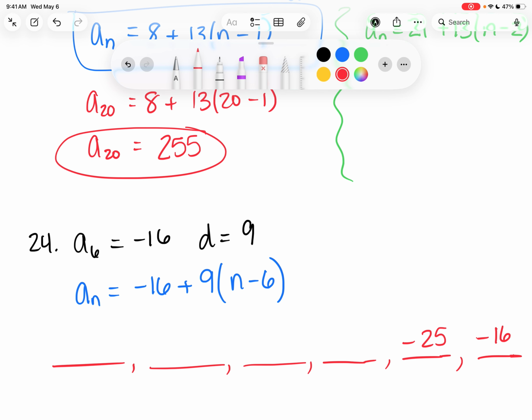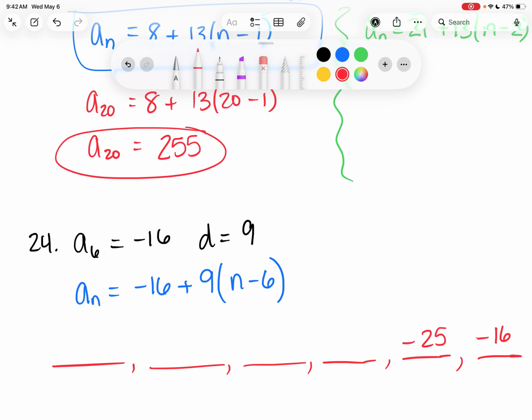So I can either keep subtracting 9, or I can now plug in 4 over here. So I've got 9 times 4 minus 6, so that's 9 times negative 2. Negative 18 minus 16, and that would give me this term. But it's probably easier just to keep subtracting 9.